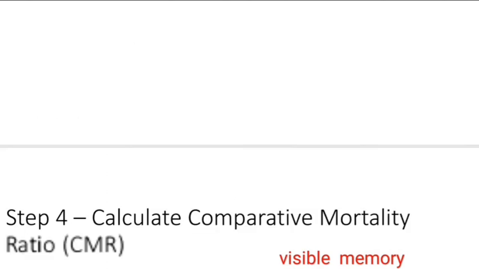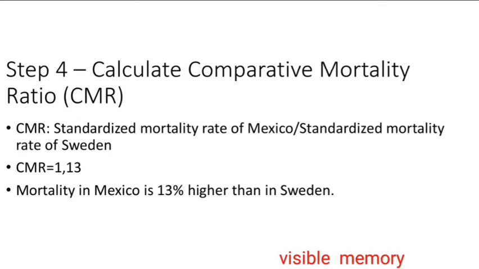Now we can calculate the comparative mortality ratio. It is the standardized mortality rate of Mexico over the standardized mortality rate of Sweden. It is 1.13, and when we multiply it by 100, it is 113. So it is 13% more than 100. The mortality rate in Mexico is 13% higher than in Sweden.